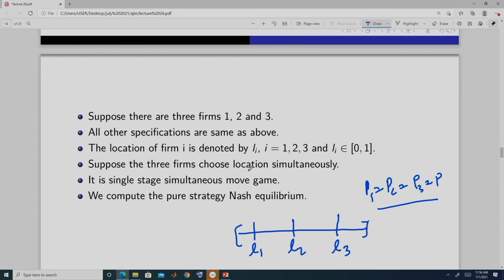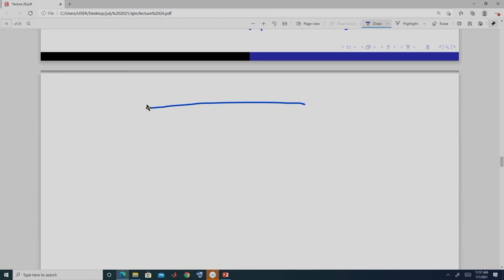Okay. Now, in this setup, suppose this is 0, this is 1. So, this is the unit interval. Suppose the location of farm 1 is this, the location of farm 2 is this, the location of farm 3 is this. Now, how do we define the payoff? We will have a person who is indifferent between buying from farm 1 and farm 2. Similarly, we will have a person here who is indifferent between buying from farm 2 and farm 3. So, this location is, suppose, L dot, this is L naught and this is L double naught.